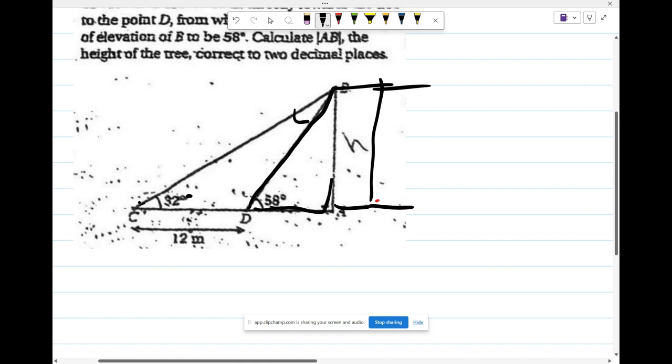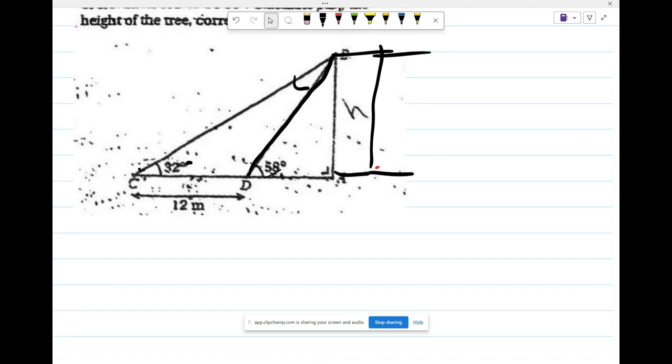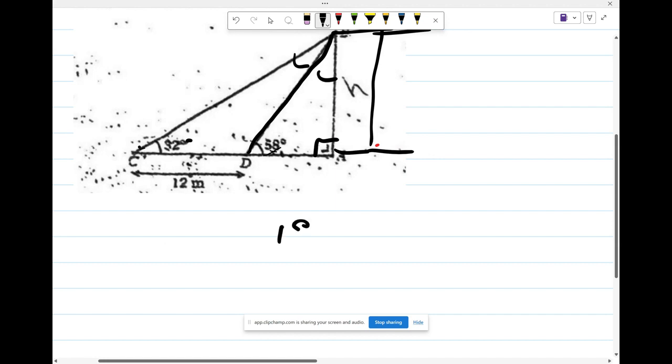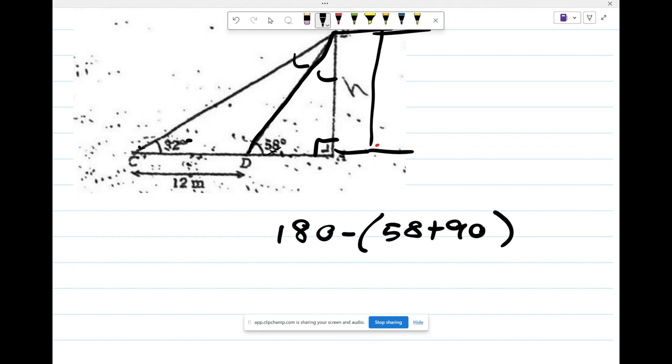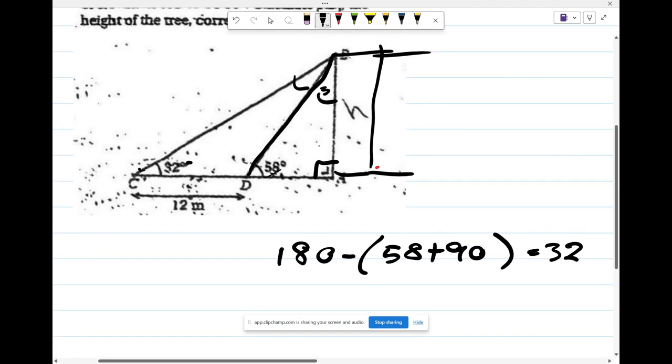Well, we know angles in triangles add up to 180. We know this is 58, this is 90, and so this must be 180 minus (58 plus 90). I'll put that in our calculators. 180 minus (58 plus 90) is going to be 32. So this angle here is 32. Oh, and actually that doesn't help us get any closer to this angle. So we've gone a little bit of a goose chase there, but that's okay.